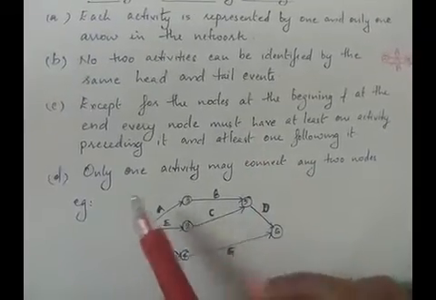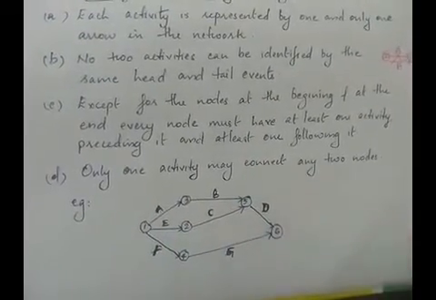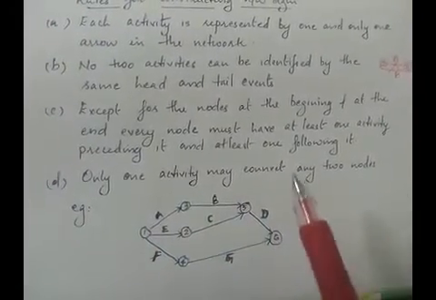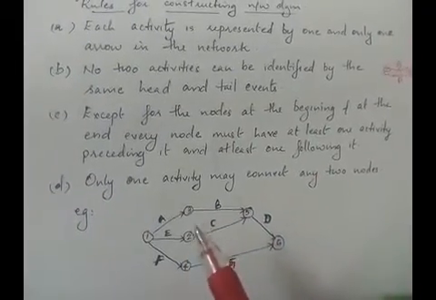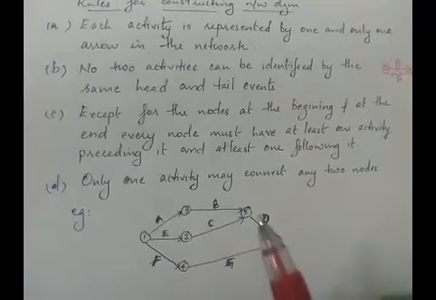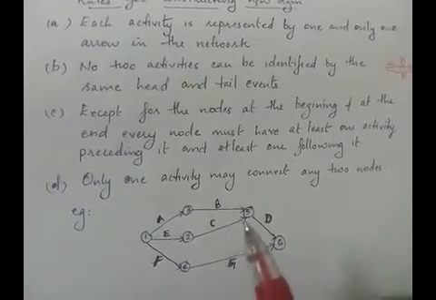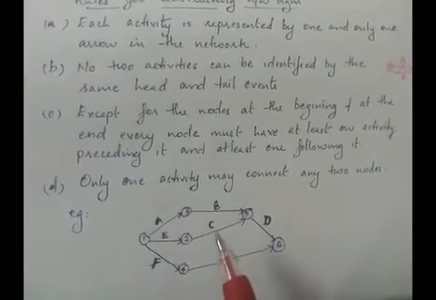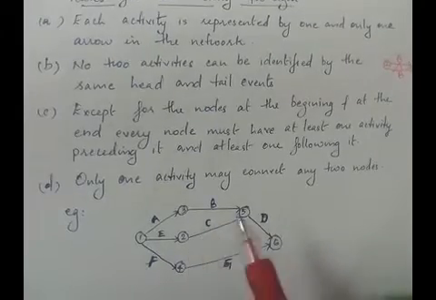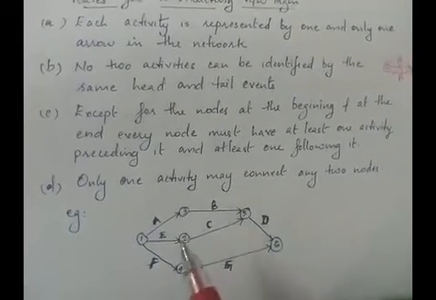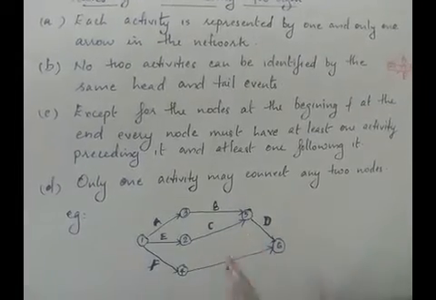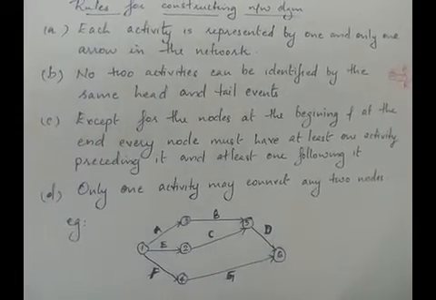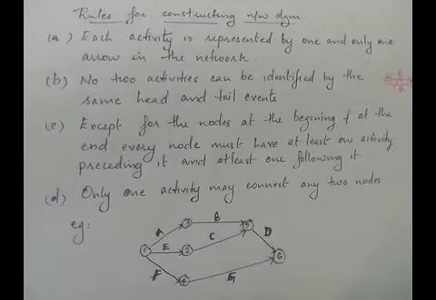And the last rule is only one activity may connect any two nodes. It's similar to the above mentioned rules. That is, if you take any two nodes, there will be only one activity connecting those two nodes. Now take any one activity from this figure, say C. See the ending nodes of C are 2 and 5. There are no other activities with the same ending nodes, right? That is what is explained by rule 4. So these are the rules for constructing a network diagram.